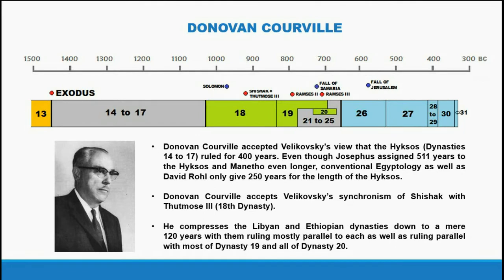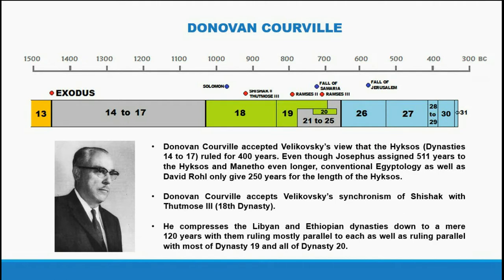Now, Donovan Courville accepted Velikovsky's view that the Hyksos, that is Dynasties 14 to 17, ruled for 400 years. Even though Josephus assigned 511 years to the Hyksos, and Manetho even longer, conventional chronology as well as David Rohl only give around 250 years for the length of the Hyksos. Donovan Courville accepts Velikovsky's synchronism of Shishak with Thutmose III of the 18th dynasty.